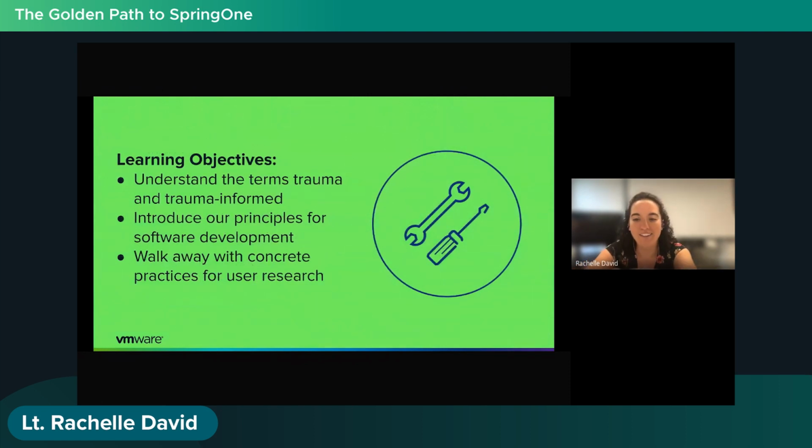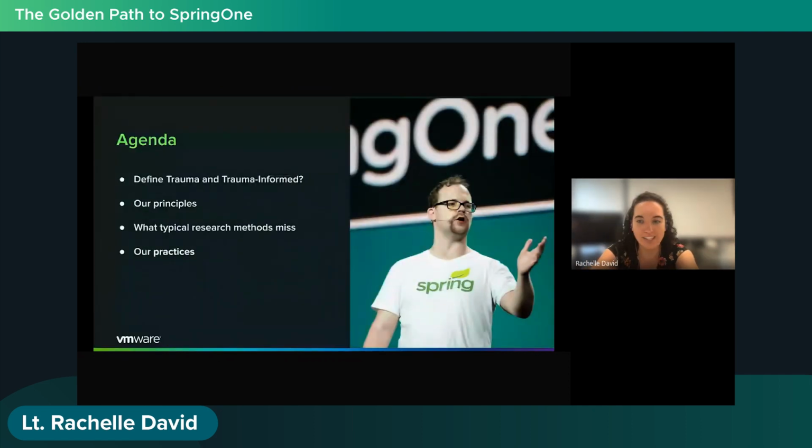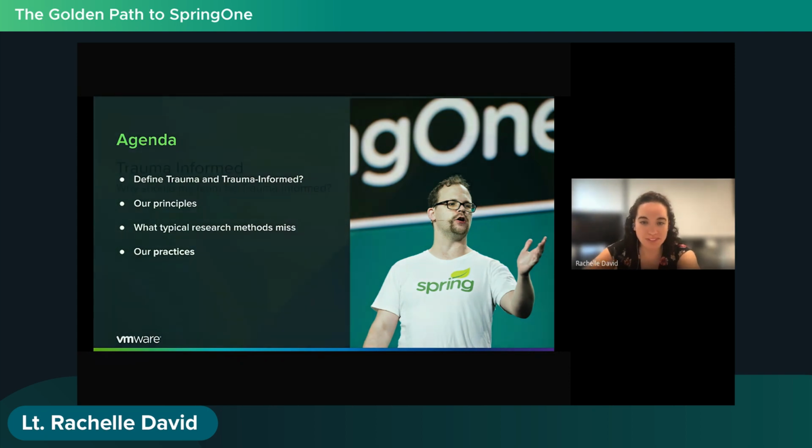Great, so our learning objectives for this talk are firstly to define the term trauma-informed and share the software development principles that we created. And secondly, by the end of this talk, we really hope that you can walk away with a concrete user research practice. So we're going to first define trauma and trauma-informed, talk through what our principles are for that trauma-informed software development, what typical research methods miss, and then we'll go through what our practices are. So let's get started.